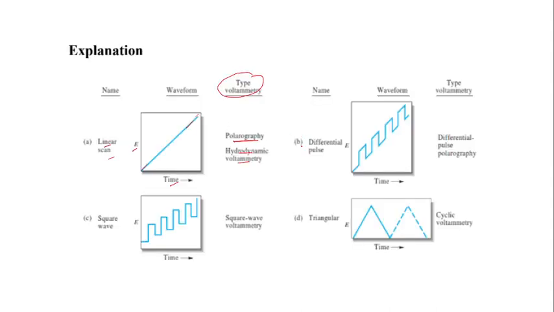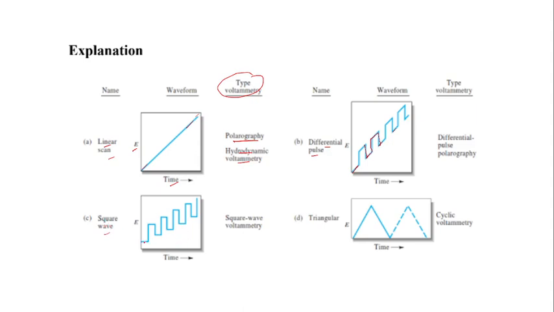Second is differential pulse, where you can see the voltage is increasing continuously, but after a time interval you give a peak, a peak voltage like that. Then again it comes back, then again one peak is there. So the voltage is increasing, and additionally we are adding peak voltages with a definite time interval.